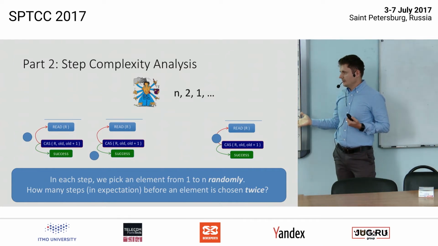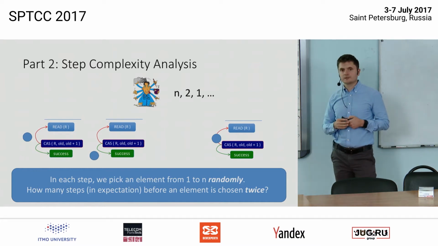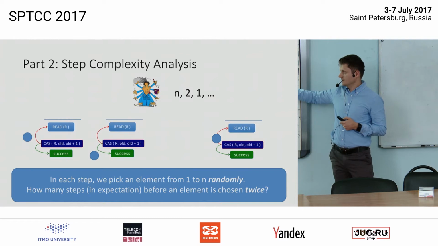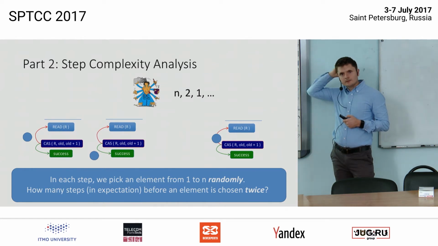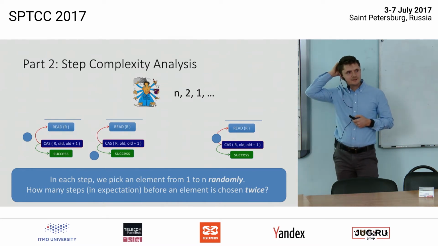What is, how many steps in expectation before one element is chosen twice? So basically, one guy has to be scheduled twice to do the read and the compare and swap before anyone else gets scheduled to do the compare and swap. All right, so, any ideas?